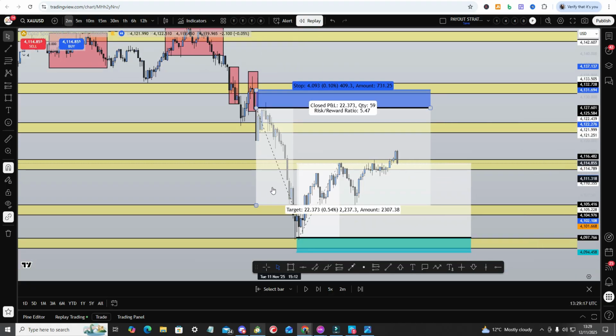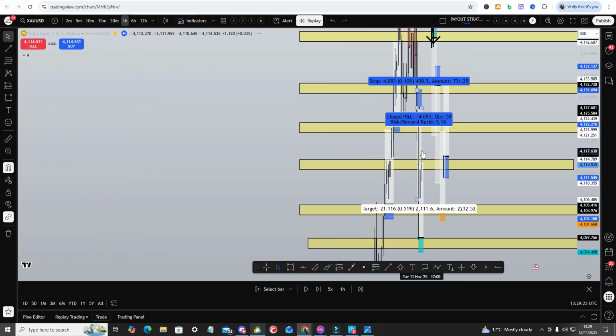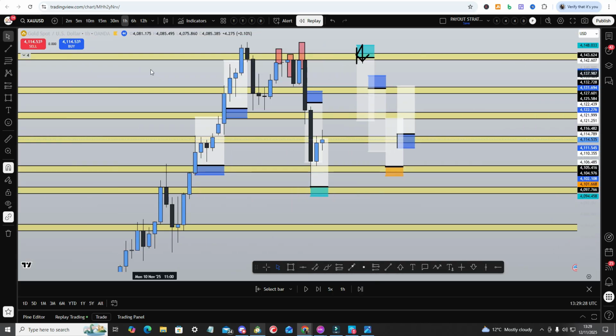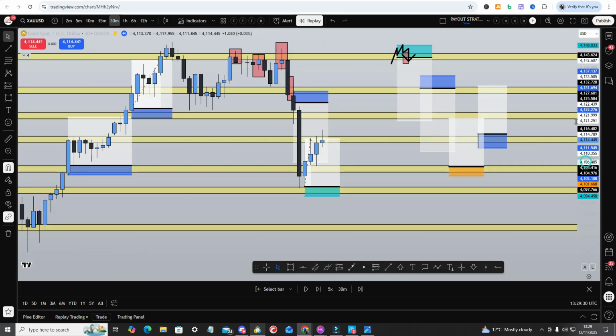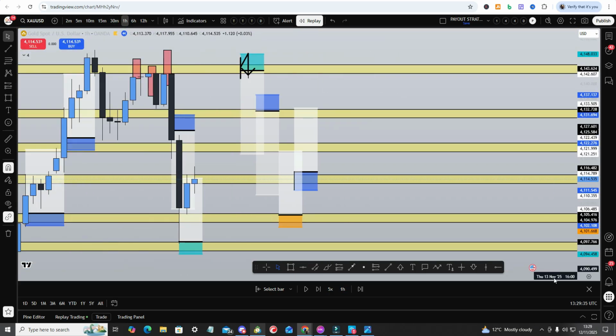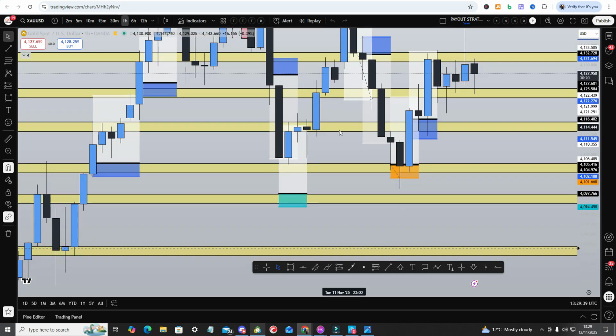Still, you can get a nice 1 to 5, easily smashed. And again, just by knowing your candlestick patterns, just by knowing where to enter from, just by drawing your zones correctly, it's a game changer, right? It will take your trading to a totally different level, 100%.